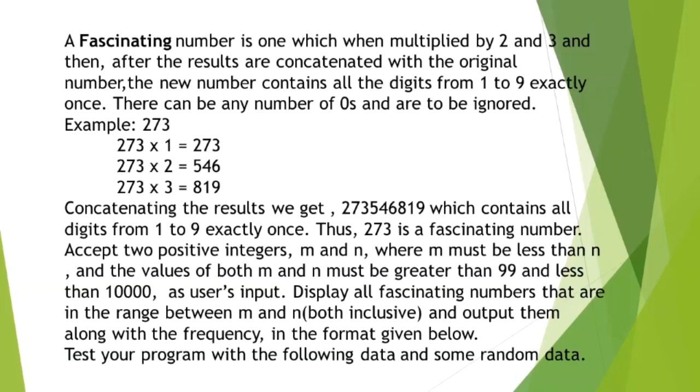Now we have to accept two positive integers m and n, where m must be less than n and the values of both m and n must be greater than 9 and less than 10,000. Display all fascinating numbers that are in the range between m and n and output them along with the frequency in the format given below. We have to test our program with this data and some random data as well.